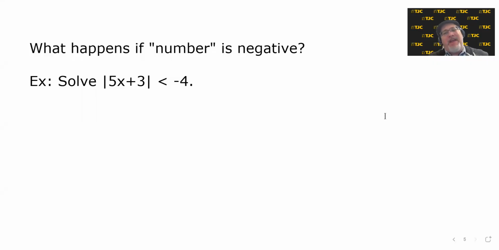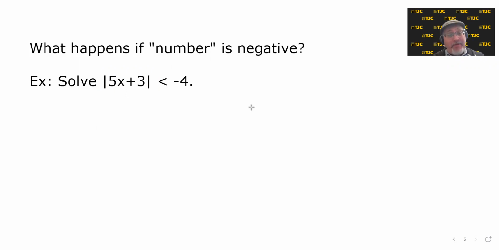So what happens if that number is negative? For example, if we were solving the absolute value of 5x plus 3 is less than -4. Well, you could try to proceed like you normally would, which is to put the 5x plus 3 between 4 and -4. But think about what this problem is asking. This problem is asking, what number can you multiply by 5, add 3, and then take the absolute value of and wind up with something less than -4?